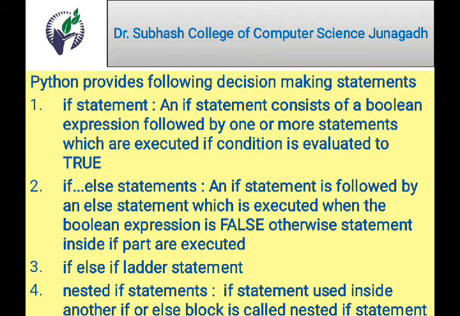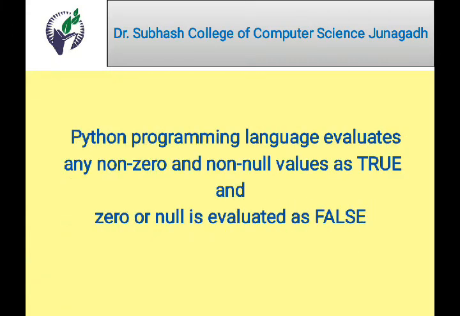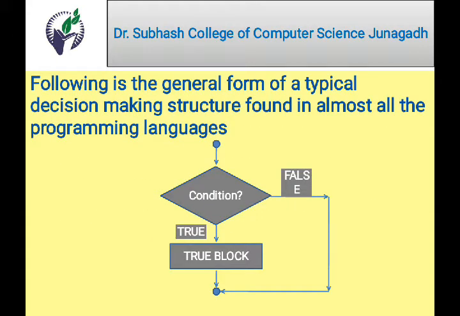Python provides the following decision making statements. Here there are four types of statements listed. First one is the simple if statement. An if statement consists of a Boolean expression. Boolean expression means the result of that expression is either true or false, followed by one or more statements which are executed if the condition is evaluated to true. Means it is similar to what we have seen: if the condition is true, then here is the statement block. If false, nothing has to be done.